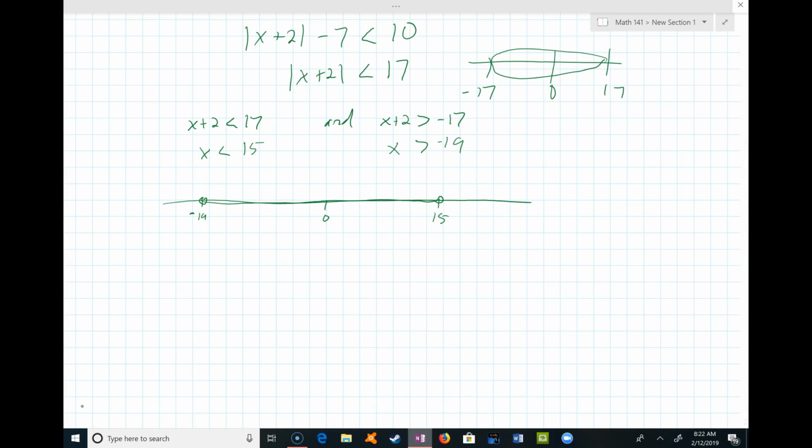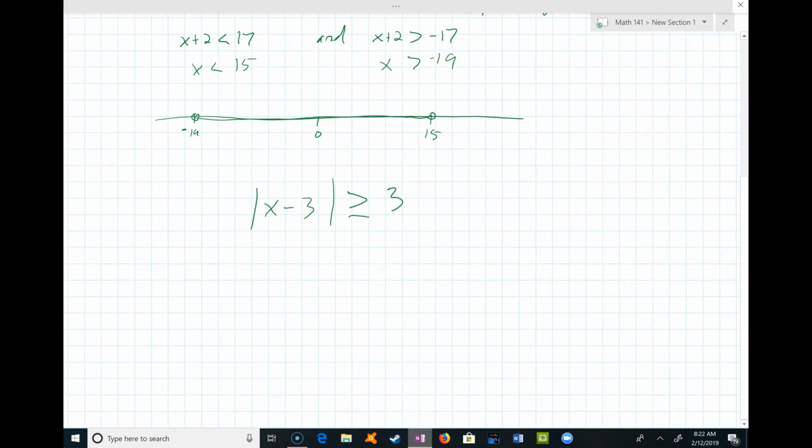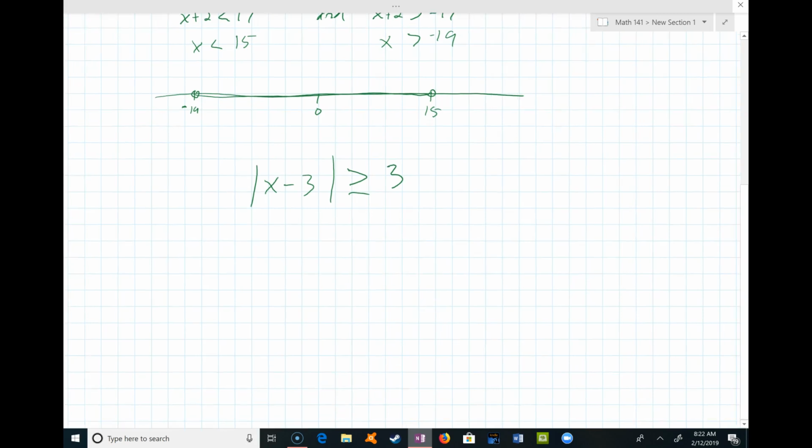Let me do one more absolute value. Let's say we have the absolute value of x minus 3 is, I'll do a greater than this time, greater than or equal to 3. Okay. So once again, we got to get the absolute value by itself. It already is, so that's good. So then we think about what absolute value means. Now this time we're saying that the absolute value of something is bigger than 3. That means farther away from 0 than 3.